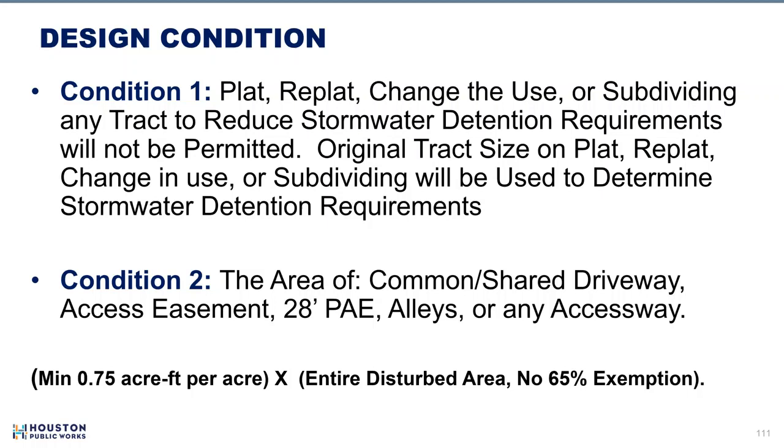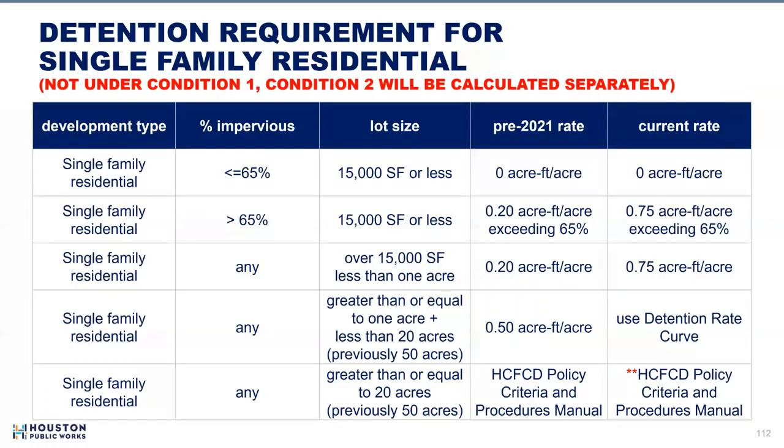Condition number 2 is, at this time, if your development has the area for a common driveway, shared driveway, access easement, 28-foot PAE, the alleys, or any access way that you can call, because the majority of them are concrete from one end to the other end. Under this condition 2, you will not be able to use the 65% reduction for your detention requirement. So in this case, you use the 0.75 acre-feet per acre multiplied by the entire disturbed area. So there is no 65% exemption.